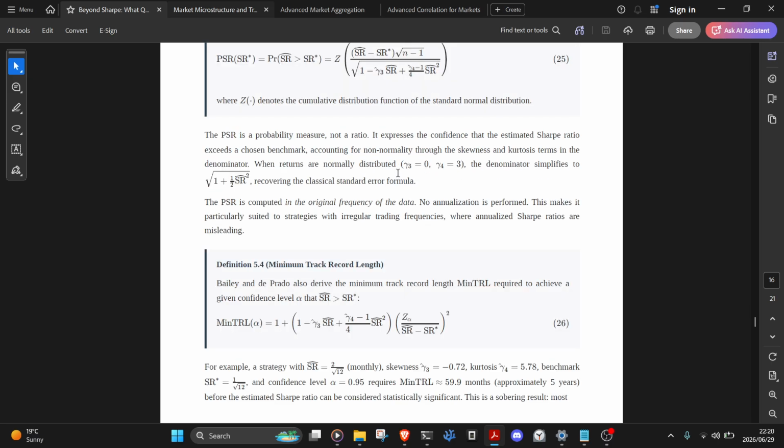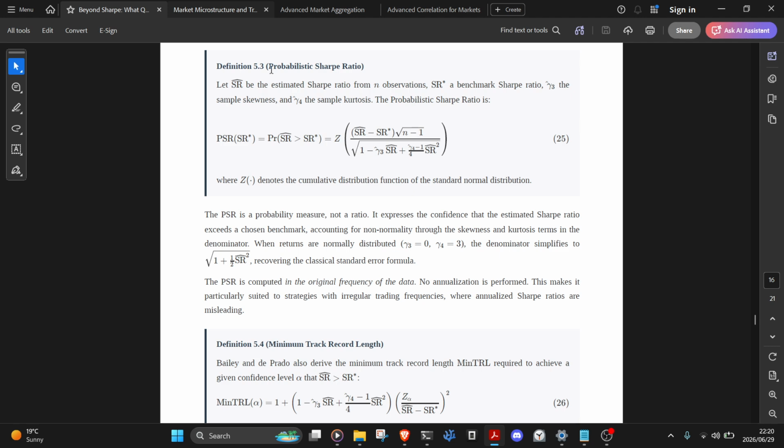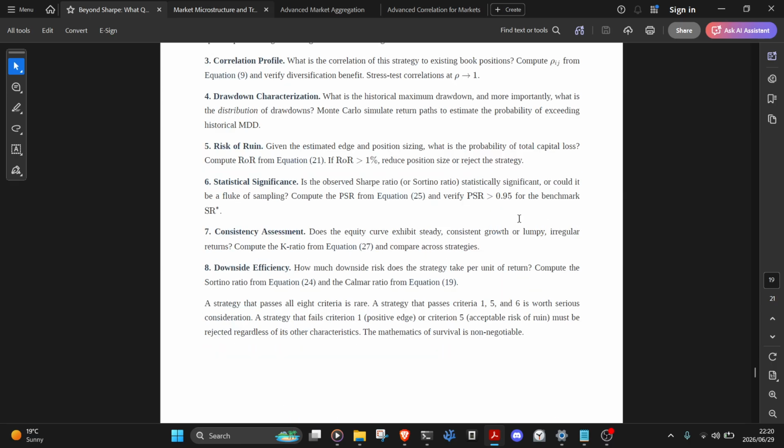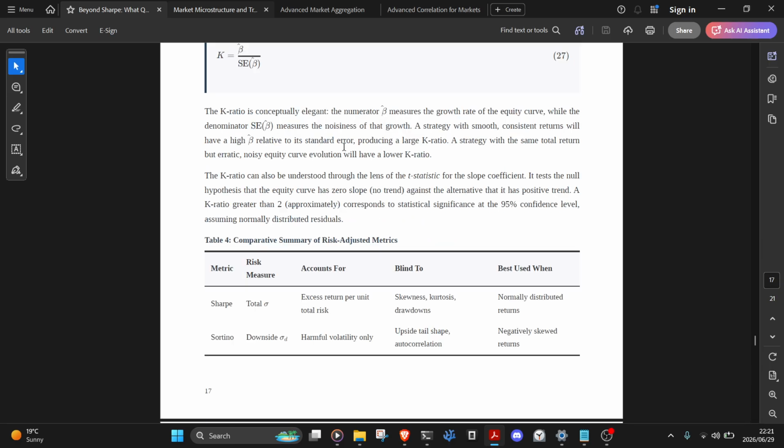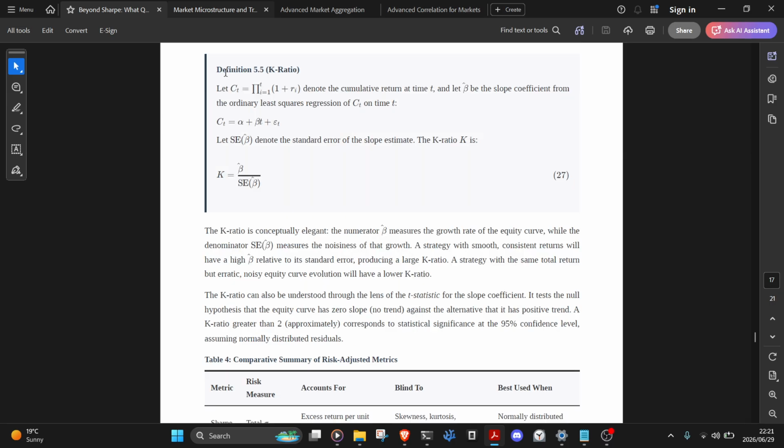Let's go look at equation 25, which is the probabilistic Sharpe ratio. And here's the definition of equation 25. Number 7, consistency assessment. Does the equity curve exhibit steady, consistent growth or lumpy, irregular returns? Compute the K ratio from equation 27 and compare across strategies. Let's go look at what equation 27 is if you're not familiar with it already. And here it is, the K ratio, which is definition 5.5.